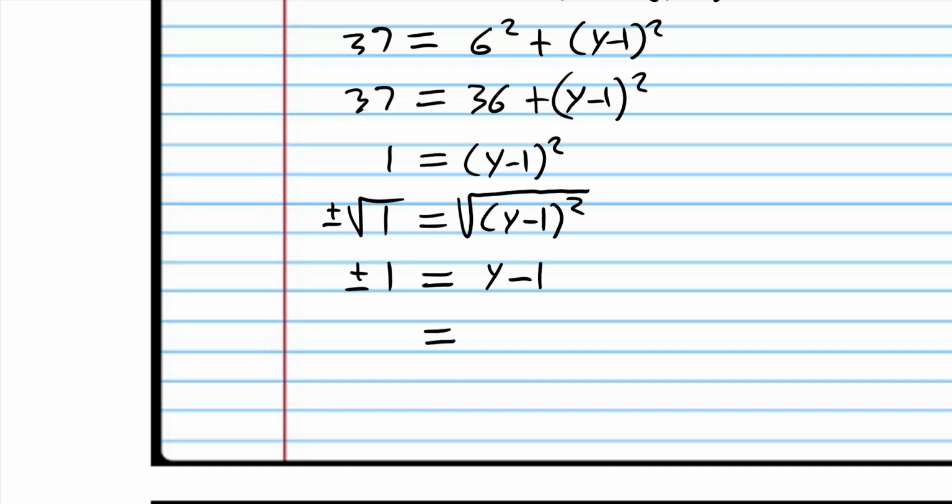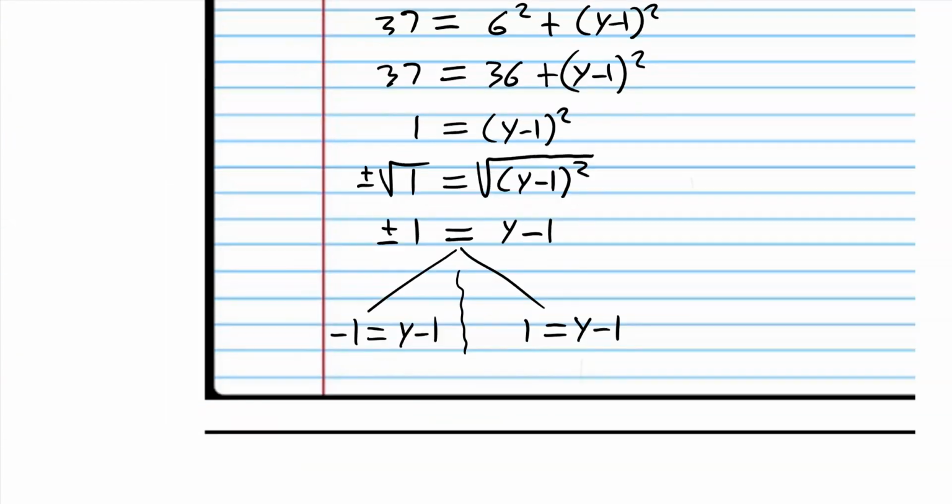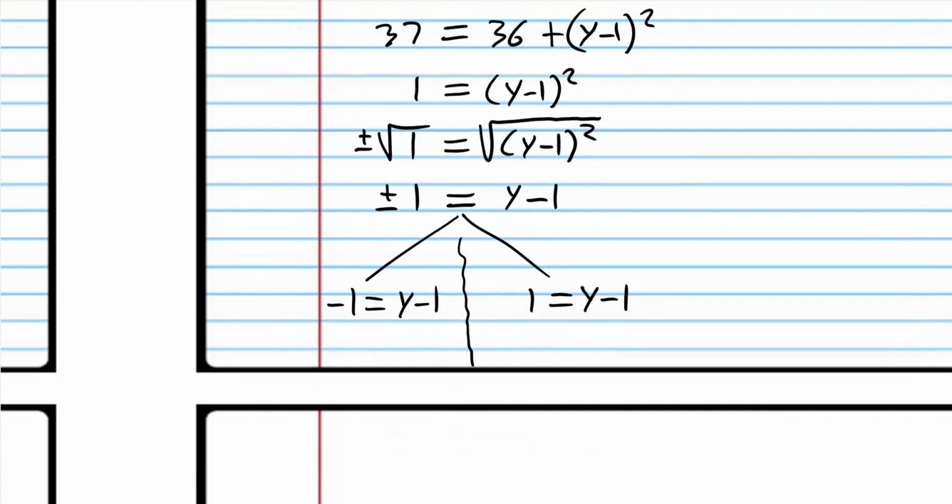So now we're going to break this into 2 equations. One equation we're going to pretend it's positive 1 equals y minus 1. And the other equation we're going to pretend that it's negative 1 equals y minus 1, because again, it can be plus or minus. There's actually 2 answers. So then we add 1 to both sides and we get y is equal to 0. And we add 1 to both sides over here and we get y is equal to 2. So there's actually 2 solutions.